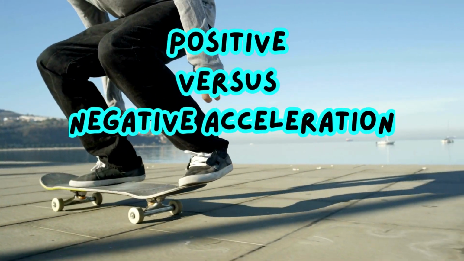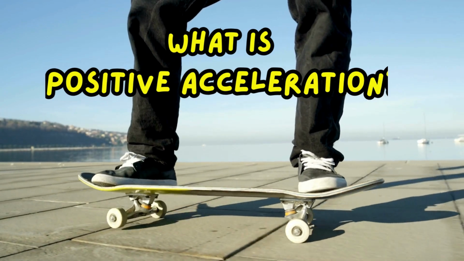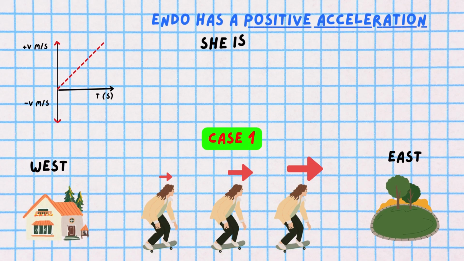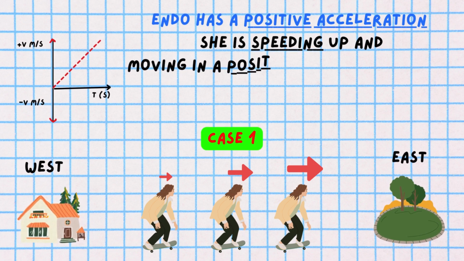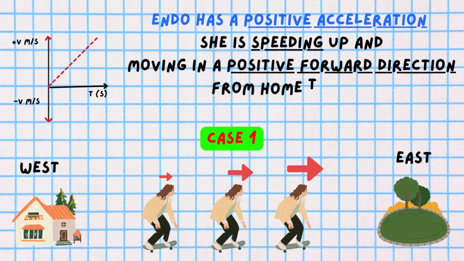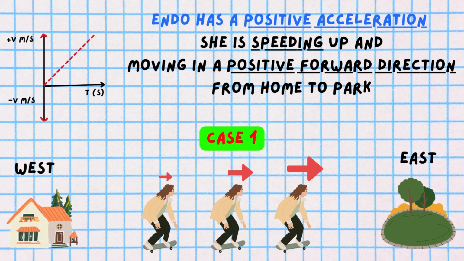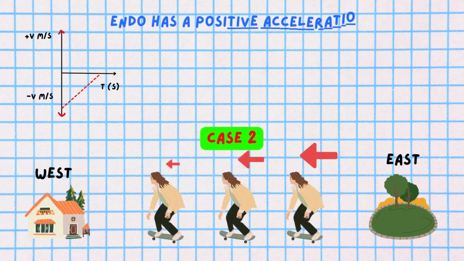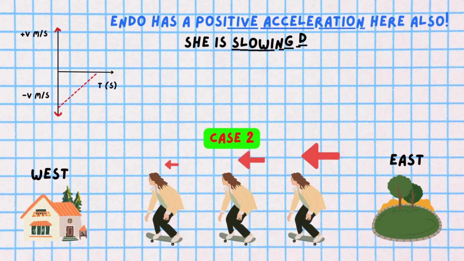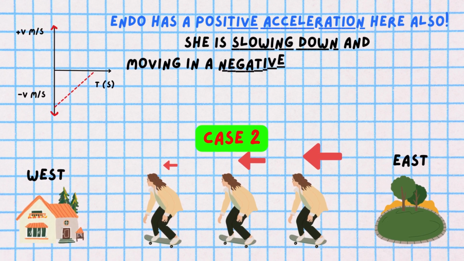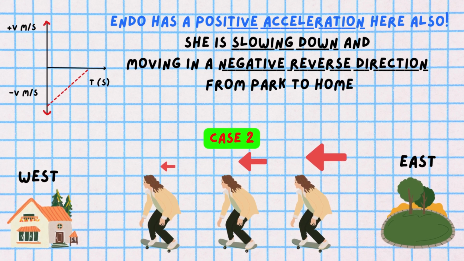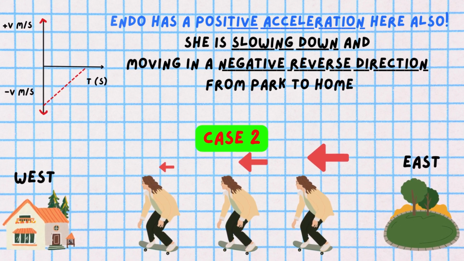Positive versus negative acceleration. What is positive acceleration? Case 1. Endo has a positive acceleration here since she is speeding up and moving in a positive forward direction to the park from her home. Case 2. Endo has a positive acceleration here as well since she is slowing down and moving in a negative reverse direction to her home from the park.